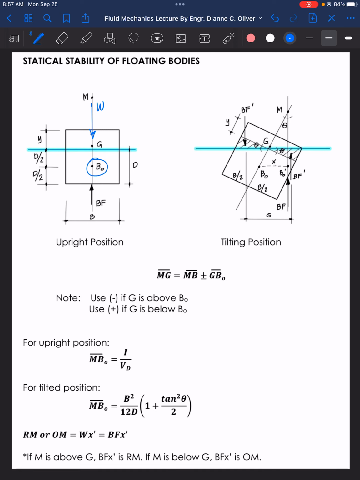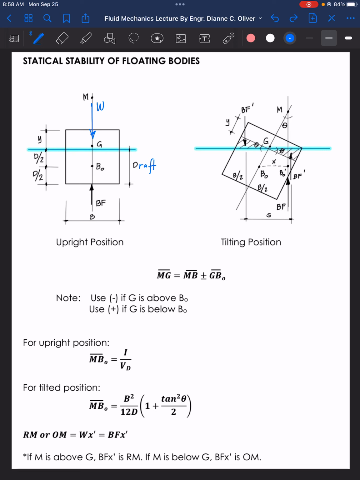And that center of buoyancy, or B sub O here, is located at the center of gravity of the displaced liquid. So as you can see, our center of buoyancy here is located at half of the draft, or the depth of water here. So this is D, or the draft, and the location of B sub O is half of the draft. When these forces W and BF are collinear, meaning they are in a straight line, the body floats in an upright position.